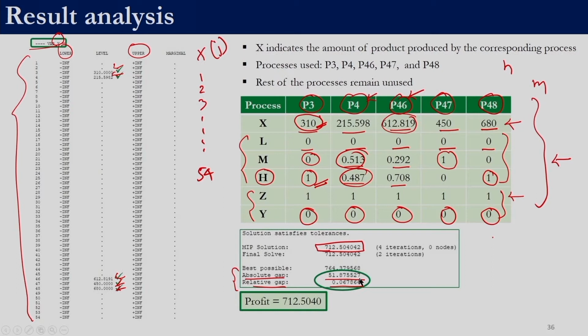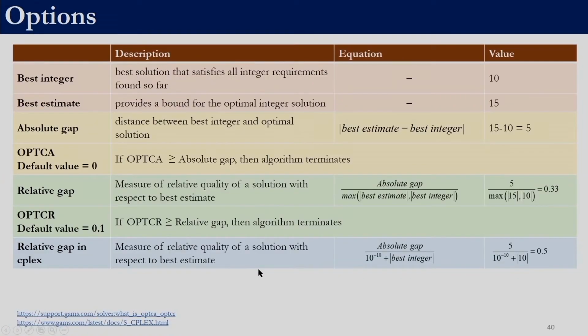So first let us understand what absolute gap and relative gap are, and then we will come back to this model. To understand absolute gap, we need to know what best integer and best estimate are. Since we have already looked into mixed integer linear programming, you would understand that best integer is the integer solution which has been obtained so far, as far as the branches have been explored. Let us say while exploring some node, the best integer is 10 and the best estimate, which is a bound for the optimal integer solution, is 15. This discussion is for a maximization problem.